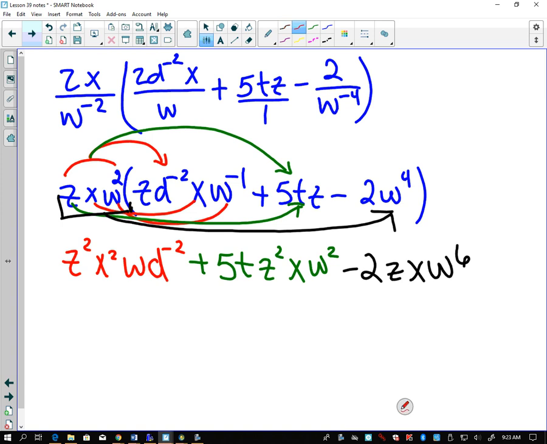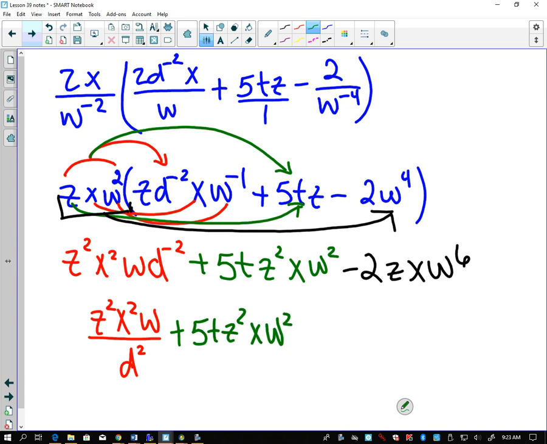The final thing I want to do is drop negative exponents below the division bar for each set. So what needs to move down in red? The d. So I'm going to get z squared x squared w over what? D squared. Okay? All right. Over here, does anything actually need to move down? No. So everything can stay there. Okay? In black, does anything need to move down? No.